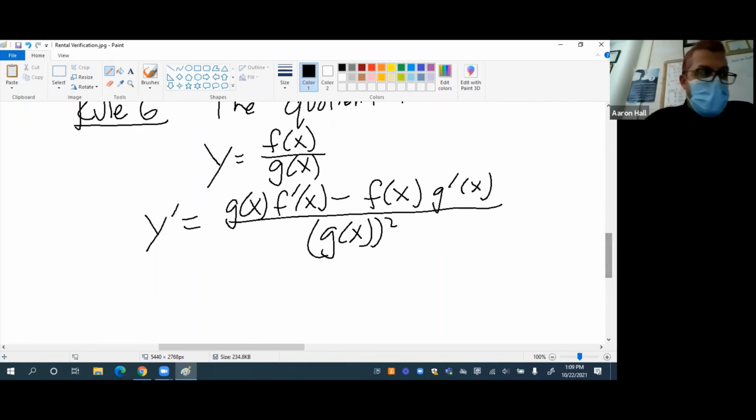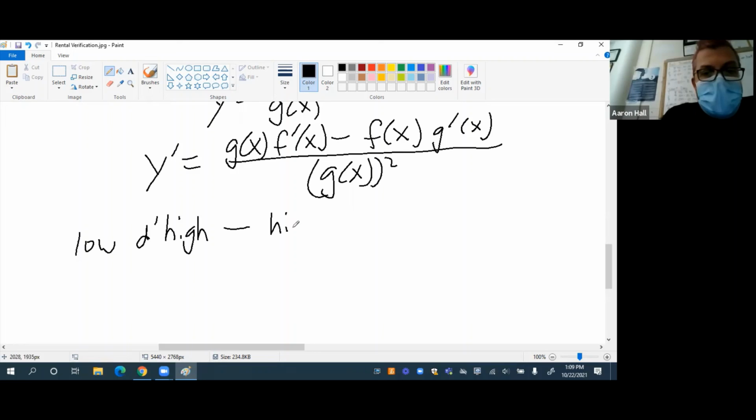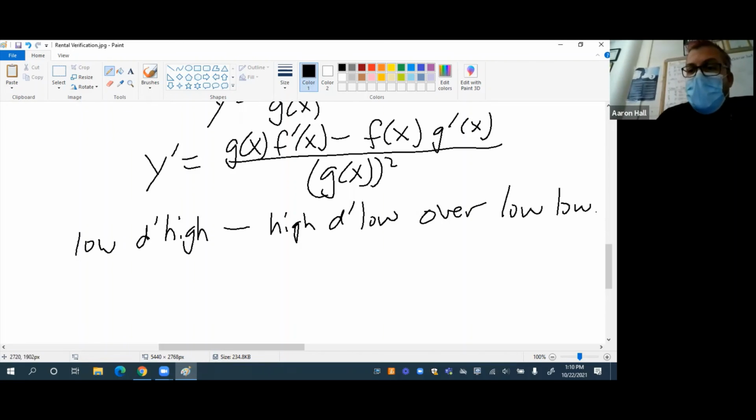Sort of snappy, I think. It's low d high minus high d low over low low. This is how we're going to remember it. Low d high, minus high d low, over low low.